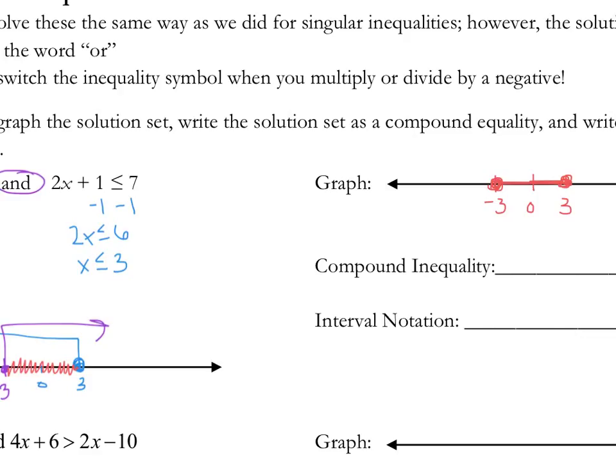Remember that for an "and" compound inequality, if it's not a special case, you just write it as one statement, left to right. And then in interval notation, we have -3 to 3.